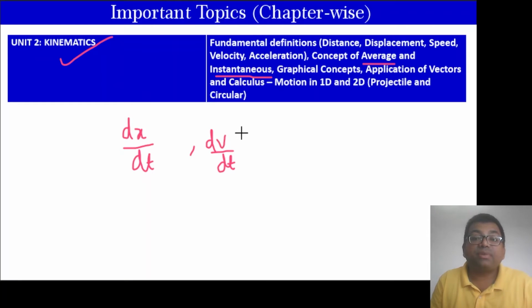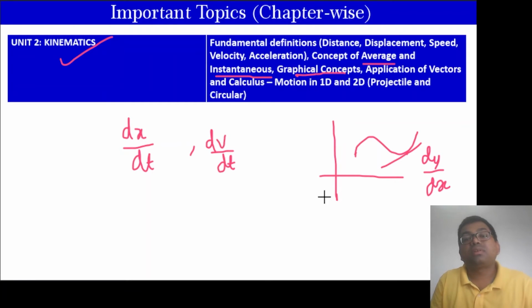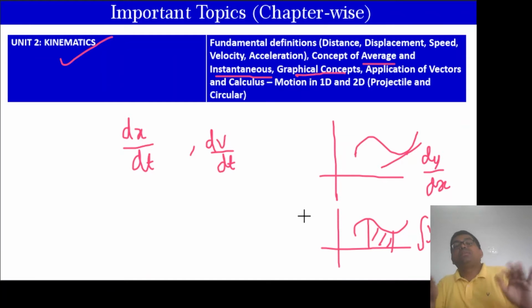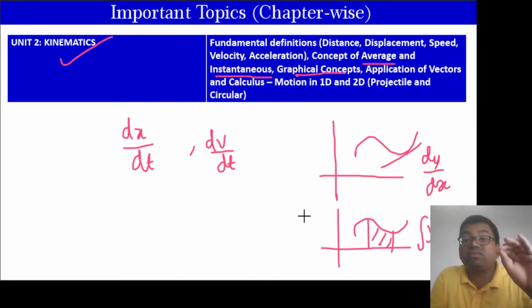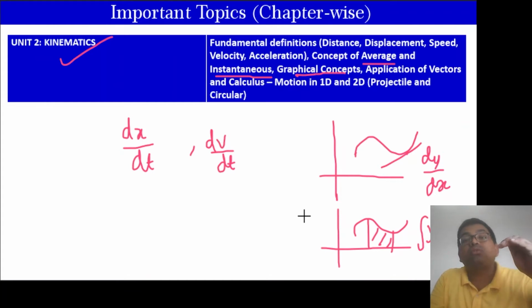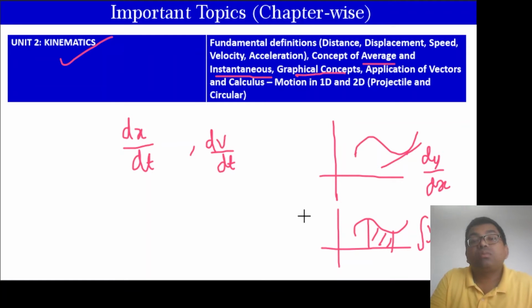Okay, all these are instantaneous quantities, instantaneous velocity, instantaneous acceleration. But when you take average, that means you have to take it over an interval of time, and graphical concepts are important, because in the graph you can represent the slope. dy by dx represents the slope, and the area under the graph represents integration. These concepts are important because they are related with many fundamental definitions of these quantities, and you need to look for their applications.